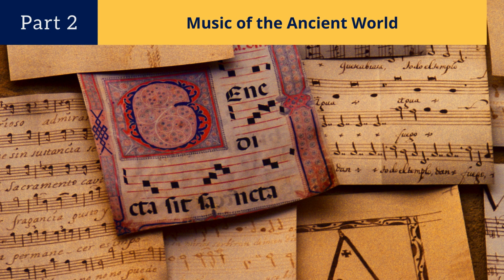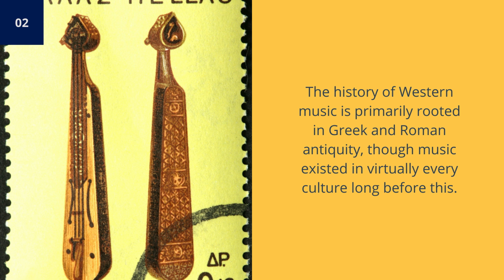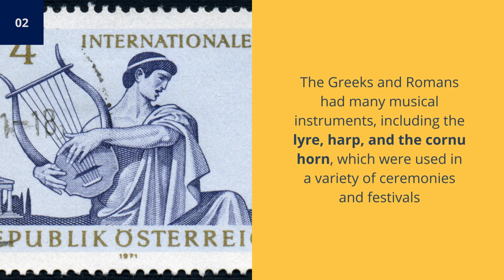The history of Western music is rooted in Greek and Roman antiquity, though music existed in virtually every culture long before this. Nevertheless, music was an important part of the lives of the ancient Greeks. Greek philosophers wrote about the power of music, and there are mathematicians and Greek playwrights such as Sophocles and Aristophanes that used music in their tragedies and comedies. The Greeks and Romans had many musical instruments that include the lyre, harp, and the corn horn, which were used in a variety of ceremonies and festivals.